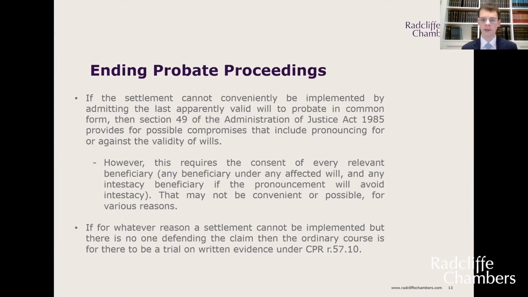And if the result of your compromise is going to be that there won't be an intestacy when there otherwise would be, you also need the intestacy beneficiaries. Of course, this can be a large number of people, and if they can't be found, it might be inconvenient to do it this way. Or another problem might be they can't give consent, for instance, because they're a protected party. Or they can't give consent in a straightforward way.